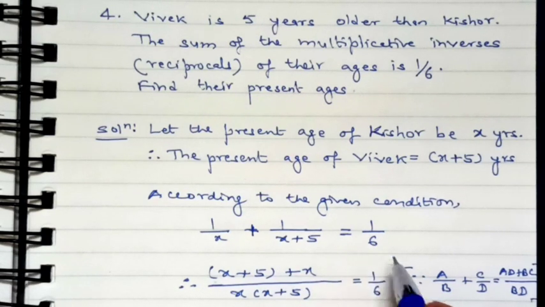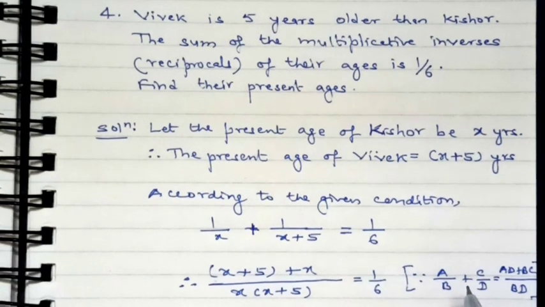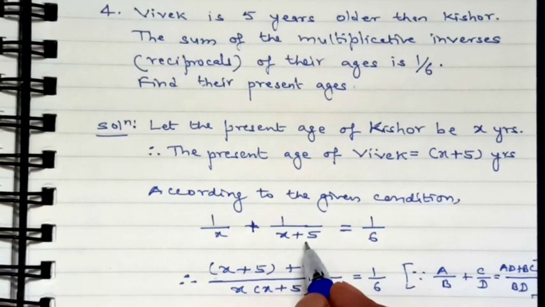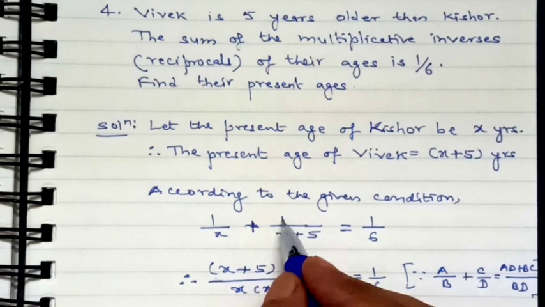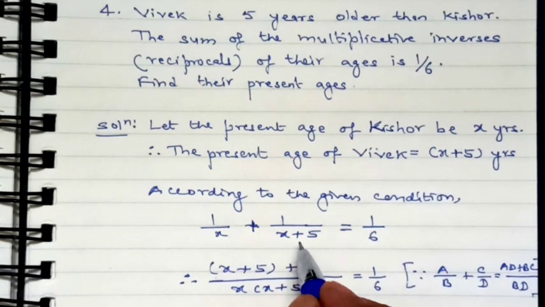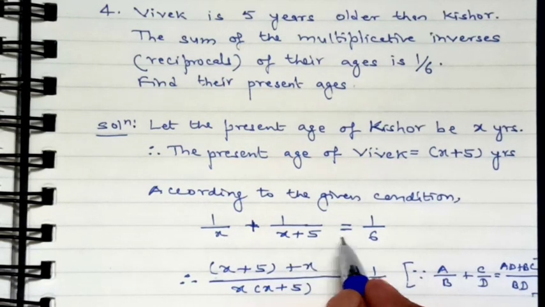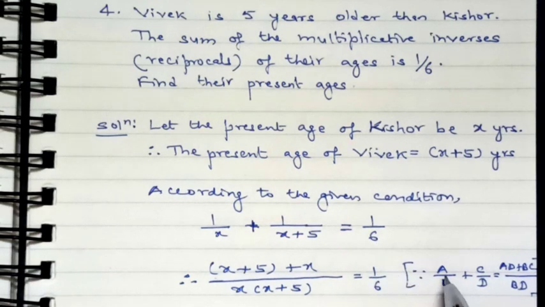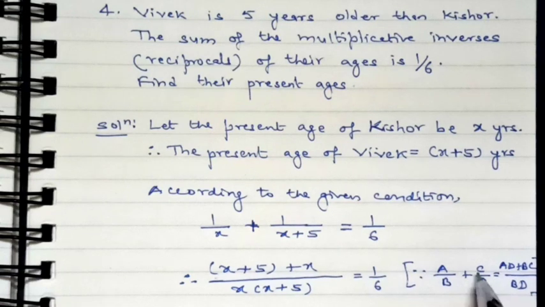Now, you know that when you add it, you can write 1 into x plus 5, that is x plus 5, plus 1 into x, that is x, upon x into x plus 5 is equal to 1 upon 6. The formula is a upon b plus c upon d is ad plus bc upon bd.